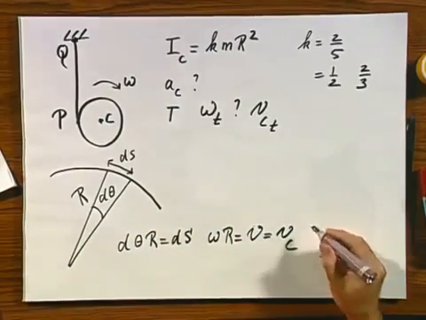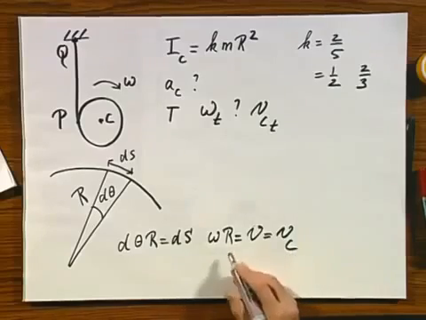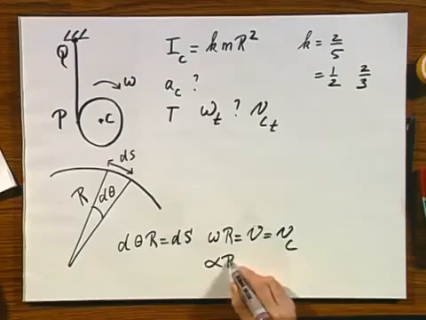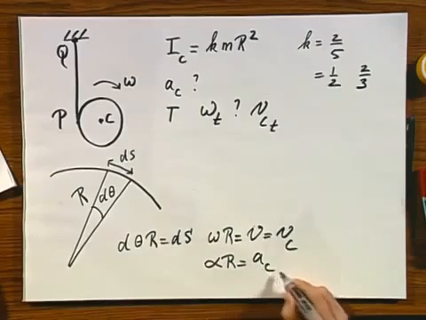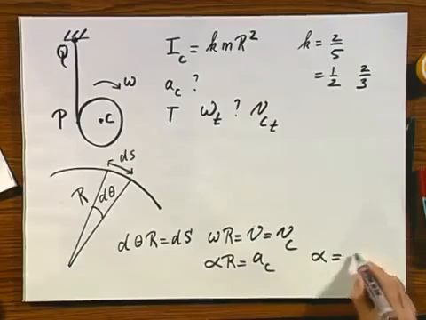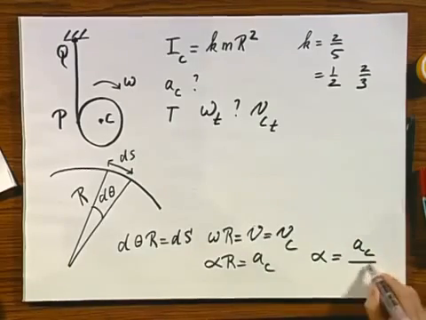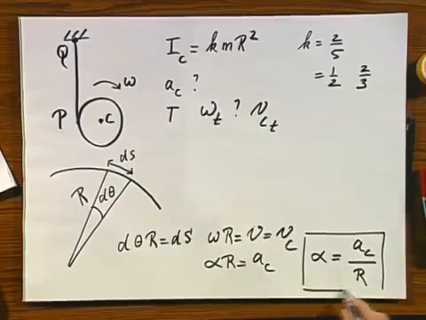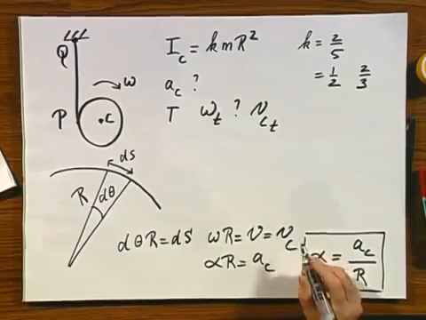equals v, which is the tangential velocity of the rope here, but that is also the same as vc because there is no slip. And if you take the derivative of this so that omega dot becomes alpha, then you get alpha times r equals the acceleration of the center of mass. And I will repeatedly use today that alpha equals the acceleration of the center of mass divided by r. So that is a necessary condition for no slip.